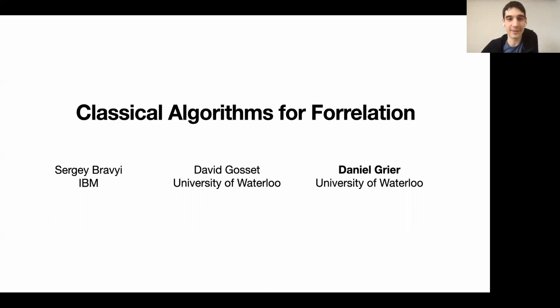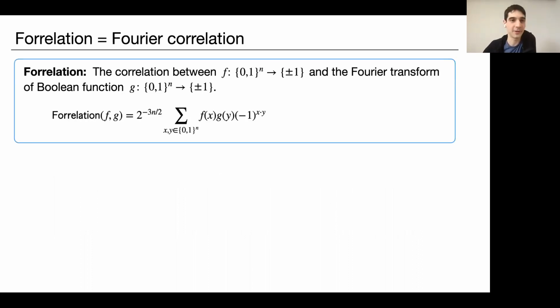Okay, yeah, so today I'm going to be talking about classical algorithms for correlation, and this is joint work with Sergey Ravi and David Gossett. So let's just get into it.